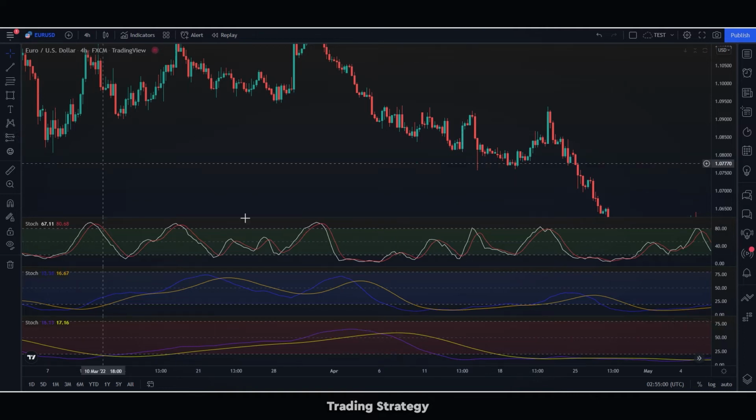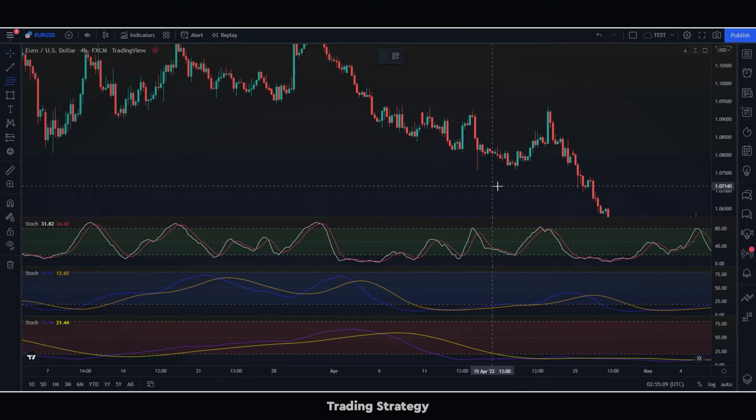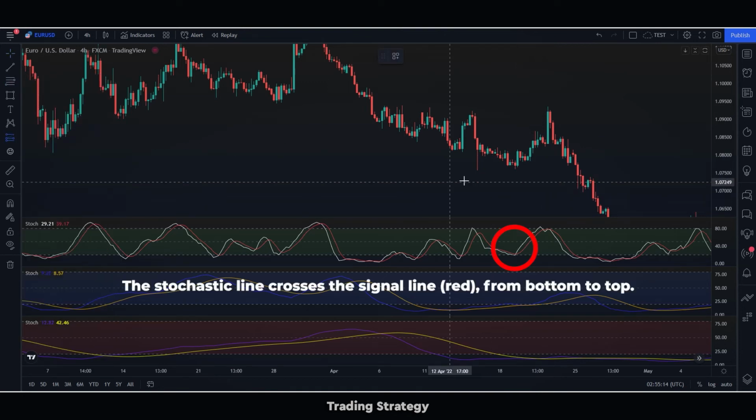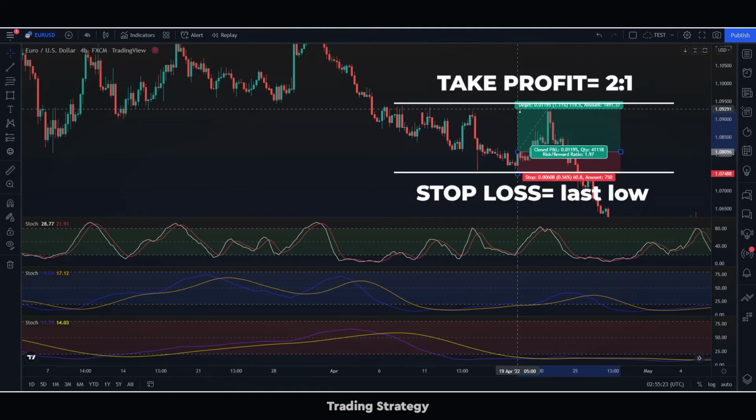First, we wait for the blue and red stochastic to enter the oversold zone, less than 20. Once they are oversold, we will open the order to buy when, in the fast stochastic, the green one, the stochastic line crosses the signal line, red, from bottom to top. We will put the stop loss below the last low and the take profit in a risk-benefit ratio of 2 to 1. This means that we risk 1 to try to get 2.